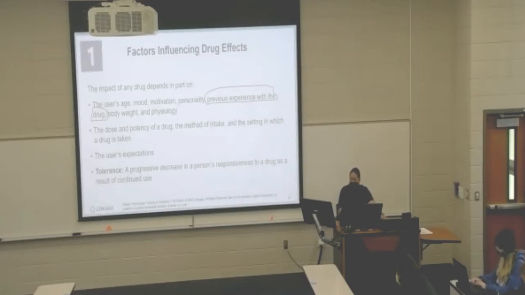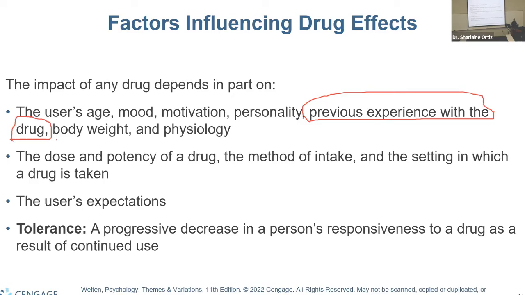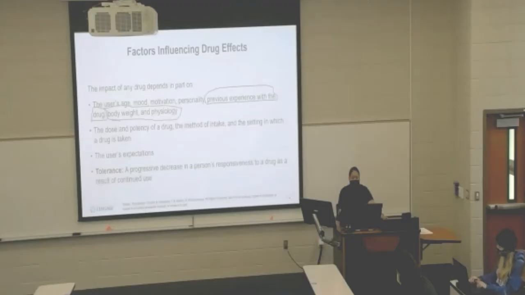Your physiology is also involved, in the sense that you may or may not have the desired effects. For example, women have less of the enzyme that breaks down alcohol. Therefore, women tend to become intoxicated faster and longer than males, because women naturally have less of that enzyme that will break down alcohol.